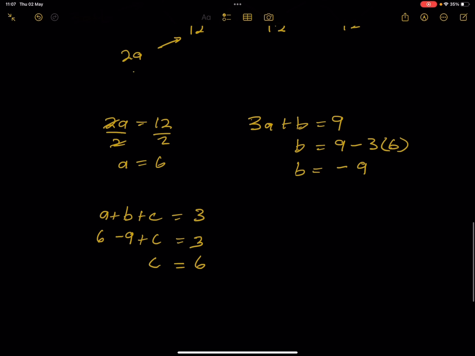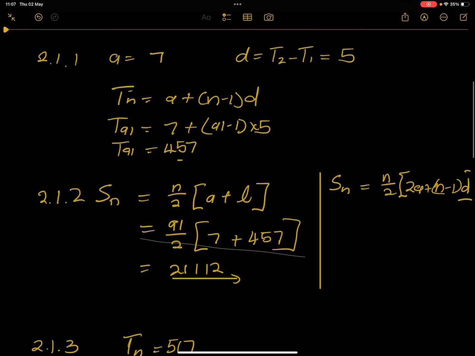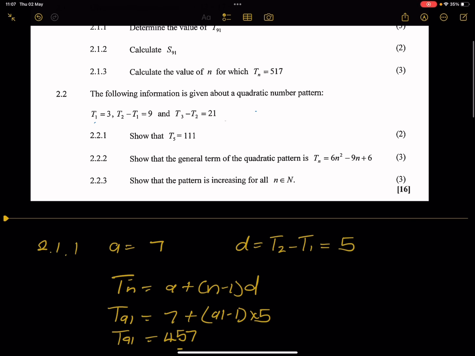So in this case, it means that the nth term of the sequence is going to be 6n squared minus 9n plus 6. Okay, so that is exactly what they had asked us to prove, and that's how the cookie crumbles. As they show that the pattern is increasing for all n element of natural numbers, right?